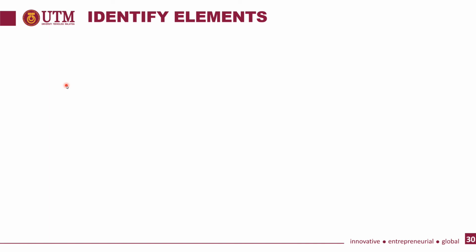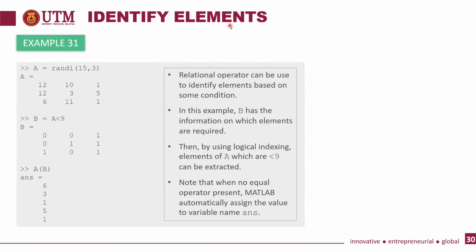So next, the logical and relational operator is also used to identify elements. This is example 31. A relational operator can be used to identify elements based on some condition. In this example, b has the information on which elements are required. First, rand is actually a random integer from 1 to 15 with a matrix size of 3. So we are creating a random integer 3 by 3 matrix with numbers from 1 to 15, and it will distribute random numbers.